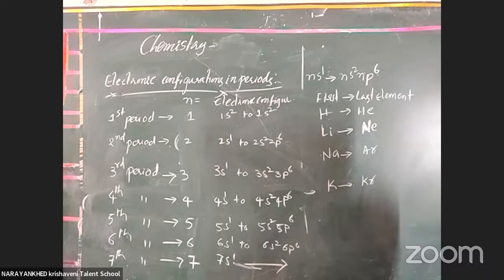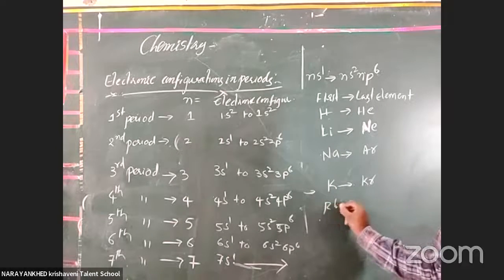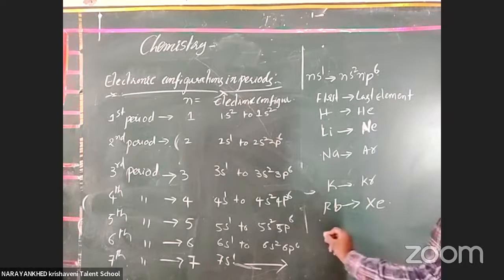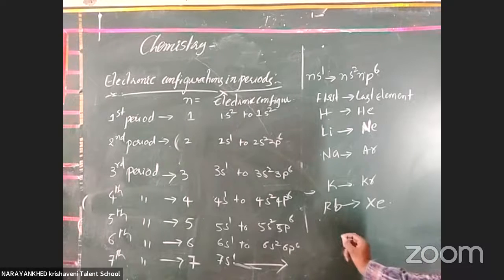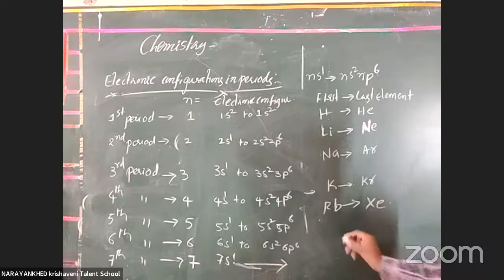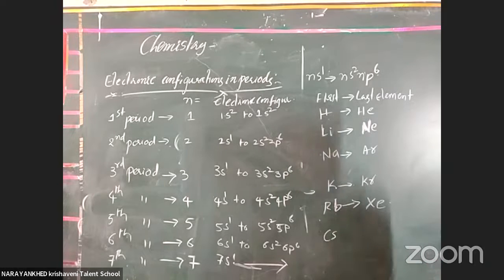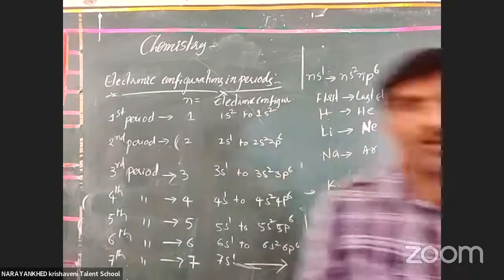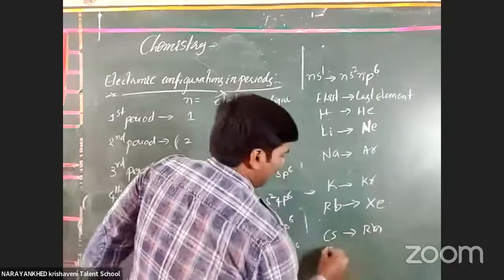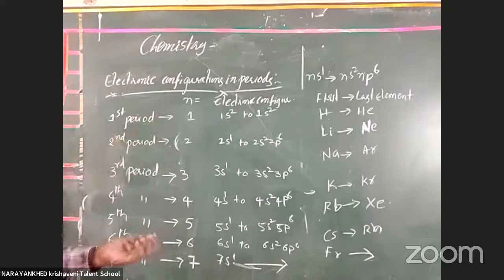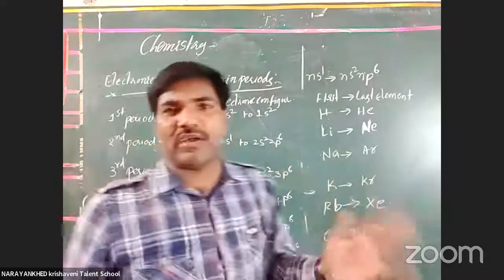Fifth one is rubidium to xenon. What does xenon mean? Xe. Sixth one is cesium to radon. Seventh is francium to something, we don't know till now. Okay, about those names. This table indicates the maximum information of a periodic table.